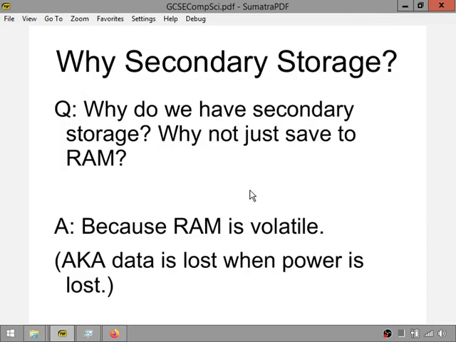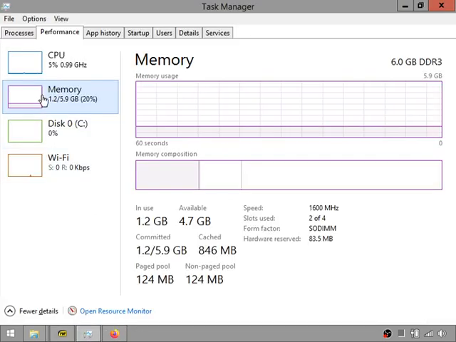Well, we can't do that because RAM is what's known as volatile. And volatile means that data is lost when the power is lost. So every time you turn off your laptop, everything in your RAM gets emptied. It's just the way RAM is designed. So we can't save things to RAM because it will get wiped whenever we lose power. So we need to save things to a hard drive or a USB drive instead in order to preserve our data.